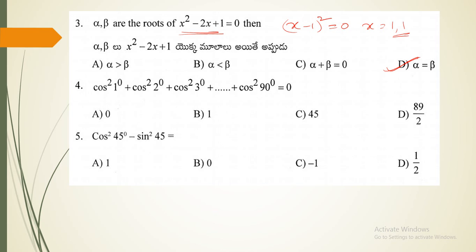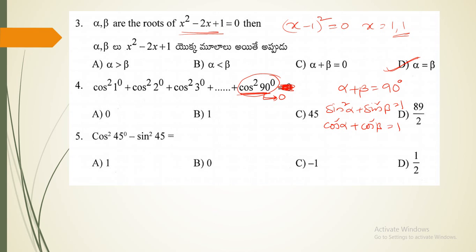Next, cos square 1 plus cos square 2 degrees plus cos square 3 degrees and so on, up to cos square 90 degrees. We already know cos 90 is 0, so this term is not there. Then you need to take the sum of the remaining values. We have a condition: if alpha plus beta is equal to 90 degrees, then sin square alpha plus sin square beta is equal to 1, and in the same way cos square alpha plus cos square beta is equal to 1.